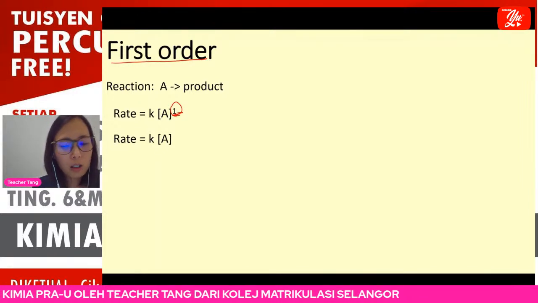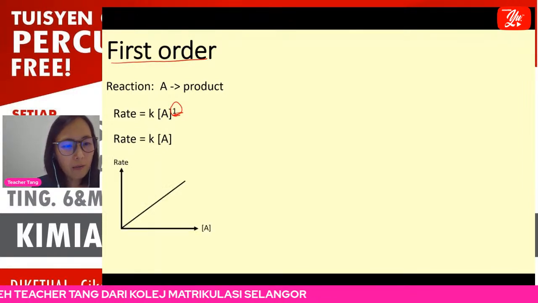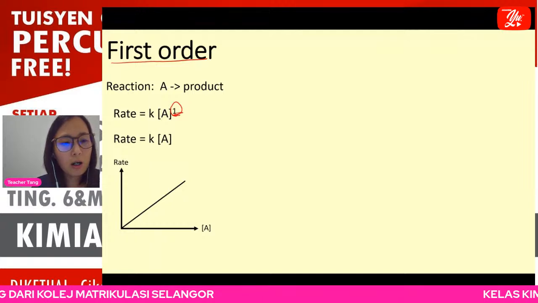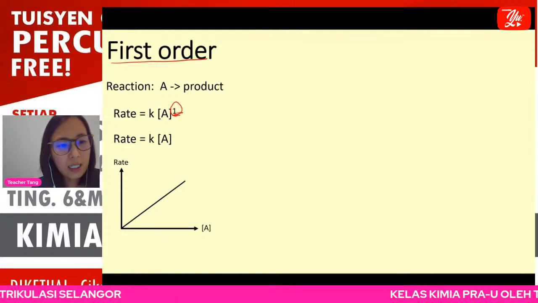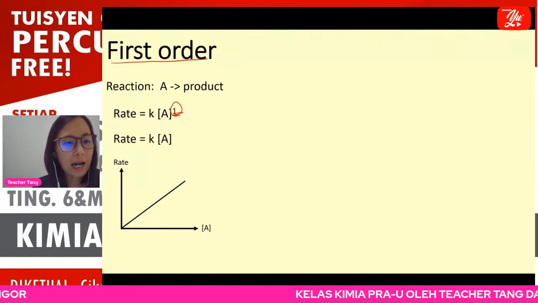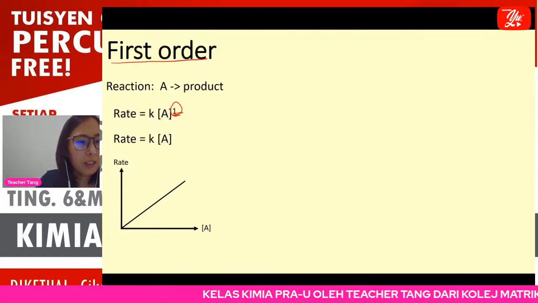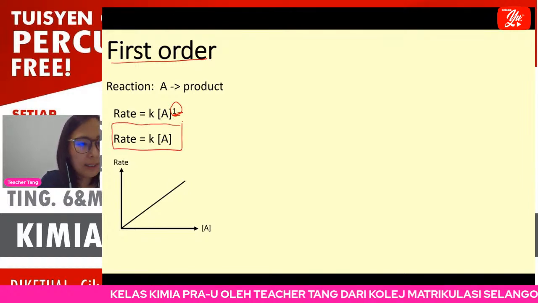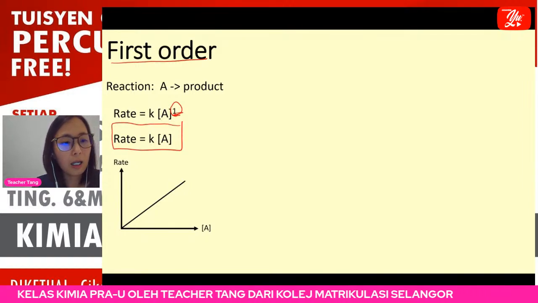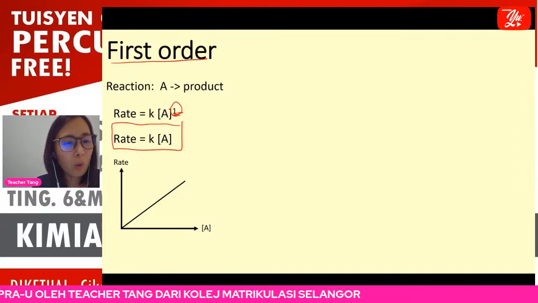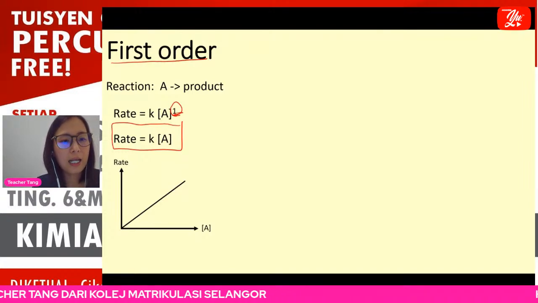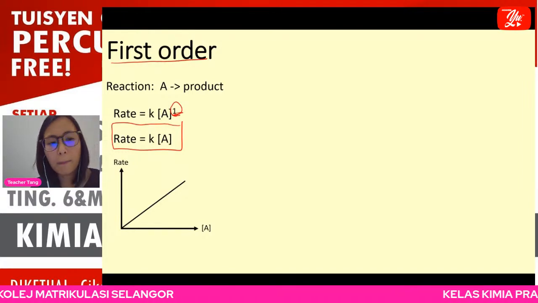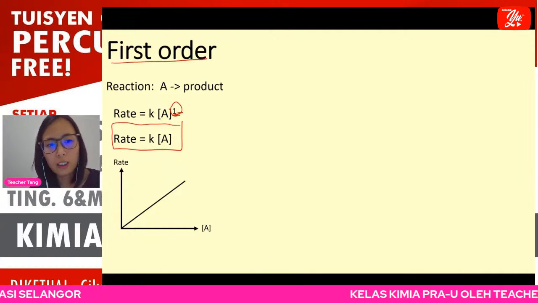If we plot the reaction rate versus concentration of reactant A graph, we will get a directly proportional graph, because from this equation we can see that the reaction rate is directly proportional to the concentration of reactant A. So this is the pattern for the first order graph.